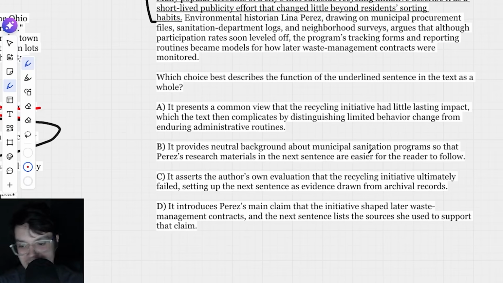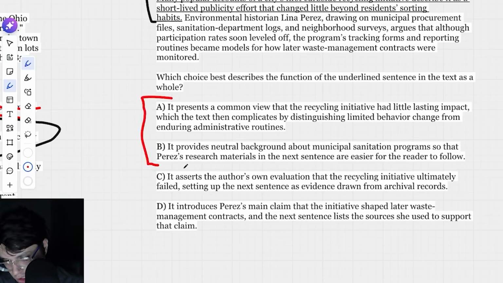Okay, I thought it was going to be very easy, but actually I think it's probably another example where we have two choices that both appear to be pretty supported. So I'll save that one for the end and then look at it in a second.